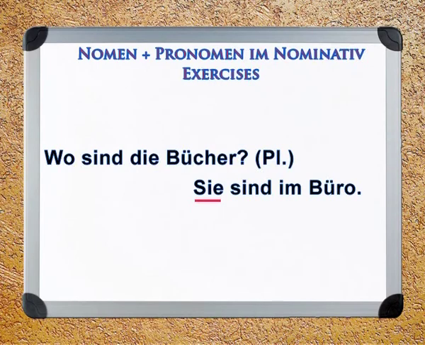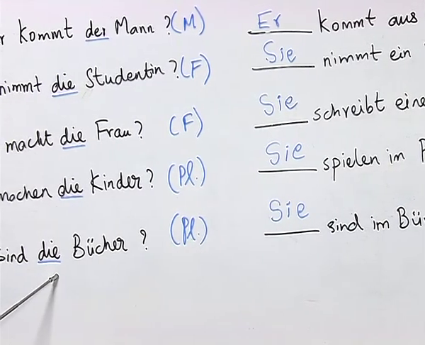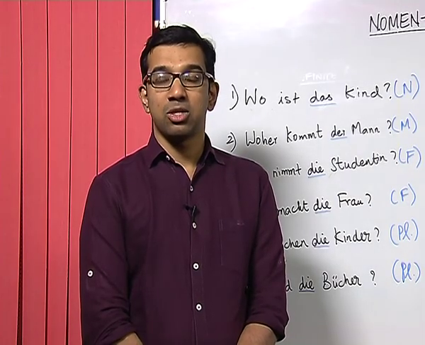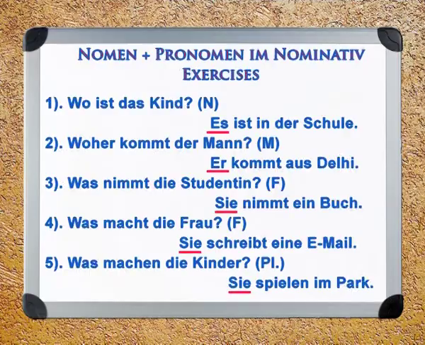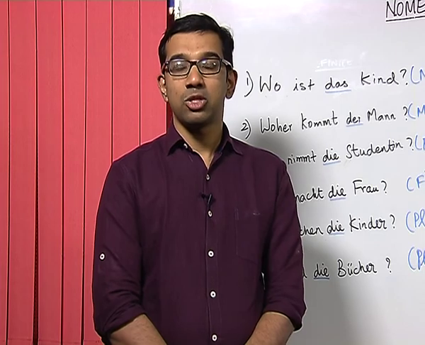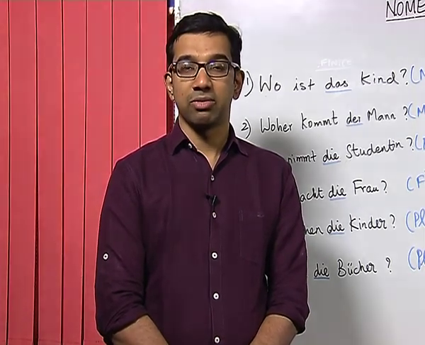Sie sind im Büro. Here also the student has written the correct pronoun for the plural article die. So as you can see, the student wrote all the answers in the correct manner. So like our student, you too can learn the nouns and the pronouns in nominative in the correct manner if you learn the table which we did at the beginning of the session. Now let us move on to the other aspects of noun and pronoun in accusative.